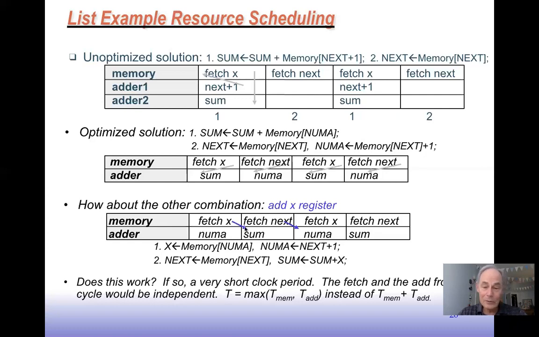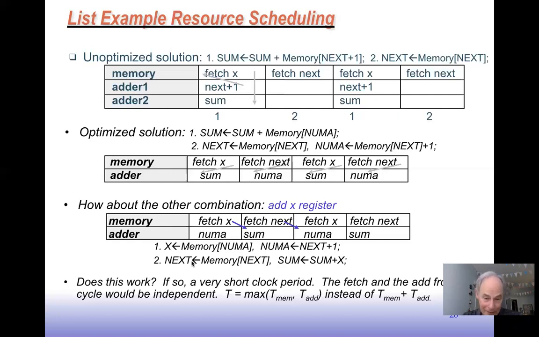The results just go into a register, right? Kind of in a pipelined way. So if this works, then it would look as shown here. On cycle 1, we'd use NUMA to fetch X and put it into the X register. At the same time, we could use the next register, increment it by 1, and put that in the NUMA register. Right? So we do an add and a memory access at the same time, but they're independent of one another.